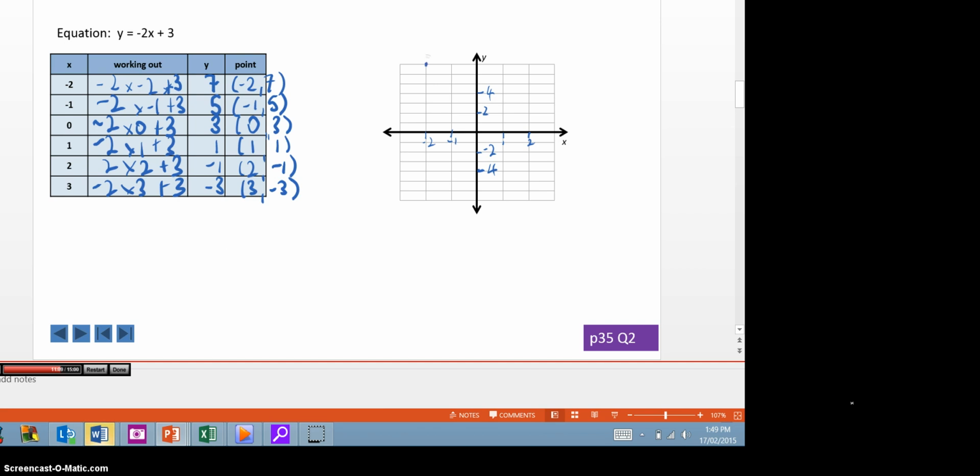Have a go at page 39, questions 7 and 8. You need to do all of those. And pause the video before you move on to this next screen.